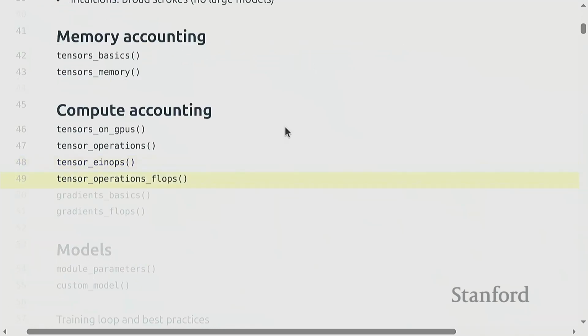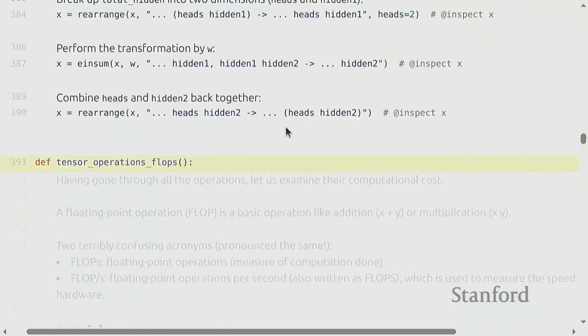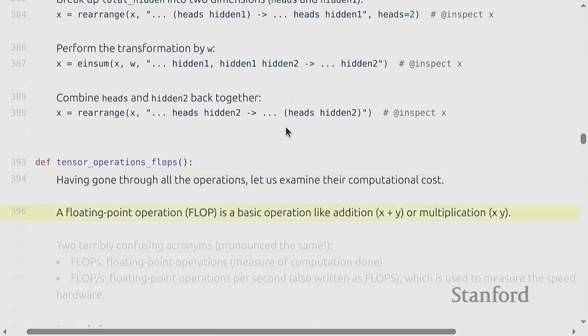So now let's talk about the computation cost of tensor operations. We introduced a bunch of operations, and how much do they cost? A floating point operation is any operation on floating point numbers, like addition or multiplication. These are the main ones that I think are going to matter in terms of flop count.